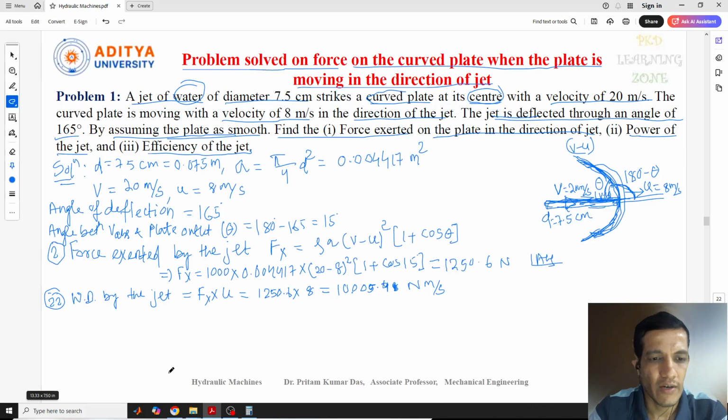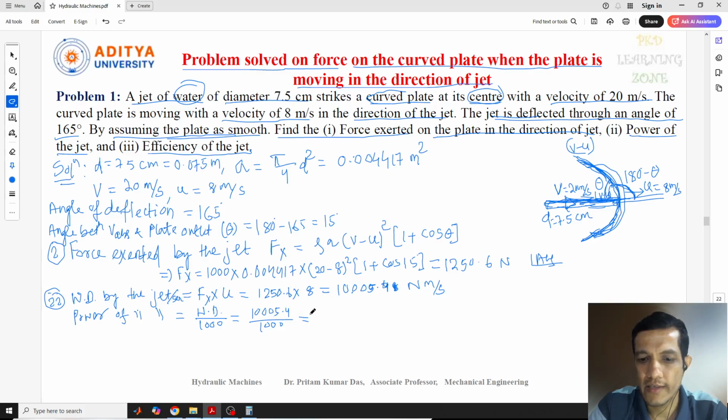The next is we need to find out the power of the jet. The power of the jet is the work done by the jet per second divided by 1000. So we have 10,005.4 divided by 1000. We get near about 10 kilowatt. This is the second answer.